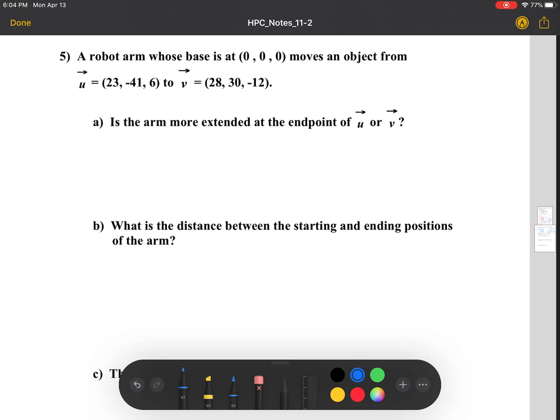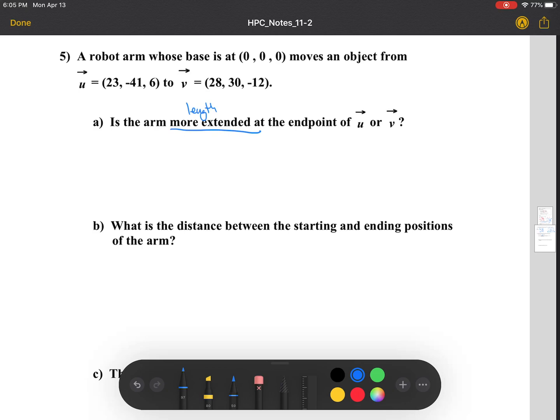Now looking at 5, a robot arm whose base is at 0, 0, 0 moves an object from U to V. So we're thinking about a little arm that comes out of the origin and is moving something from point U, or from vector U, to vector V. Is the arm more extended at the endpoint of U or V? So we want to find out, is the magnitude, is it more extended? The length, what's the length at endpoint U and V?